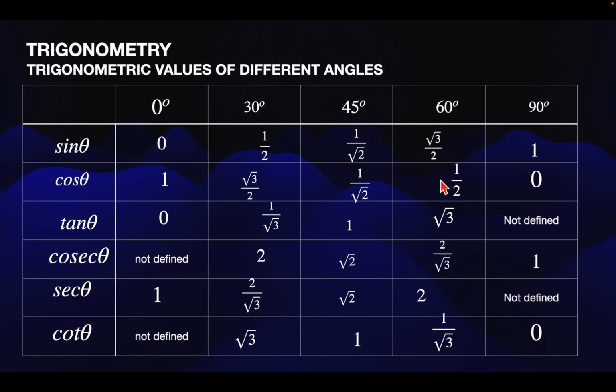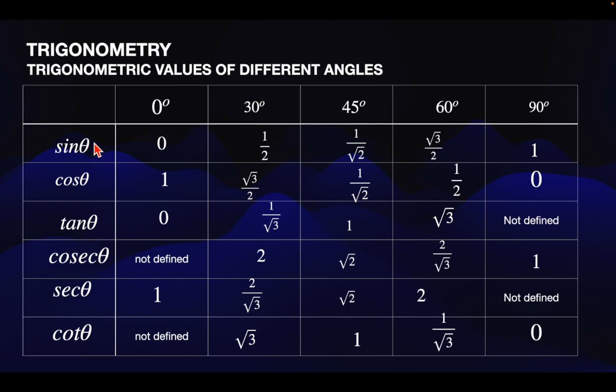Okay, so here I have drawn the chart of all trigonometric values. We know the trigonometric ratios. They are sin theta, cos theta, tan theta, cosec theta, sec theta and cot theta. What are these values at these different angles? So here are the angles: 0 degree, 30 degree, 45 degree, 60 degree, 90 degree.